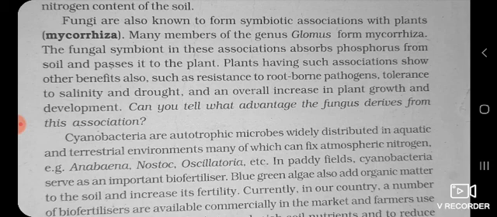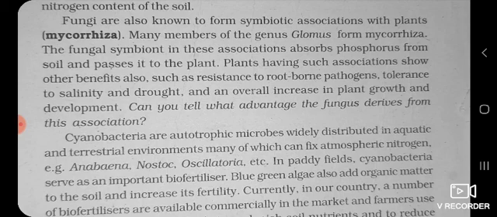The new point here from NCERT is that this fungus which we call mycorrhiza belongs to the genus Glomus. The fungal symbiont in this association absorbs phosphorus from soil and passes it to the plant. So the fungi which have association with the roots of the higher plant absorb phosphorus from the soil and give it to the plant. Plants with such an association show other benefits also, such as resistance to root-borne pathogens, tolerance to salinity and drought, and overall increase in plant growth and development.